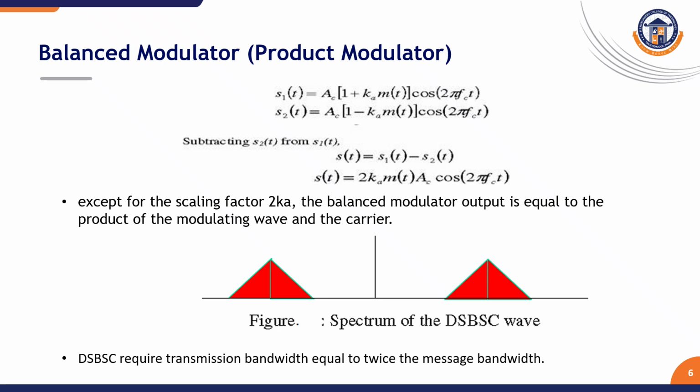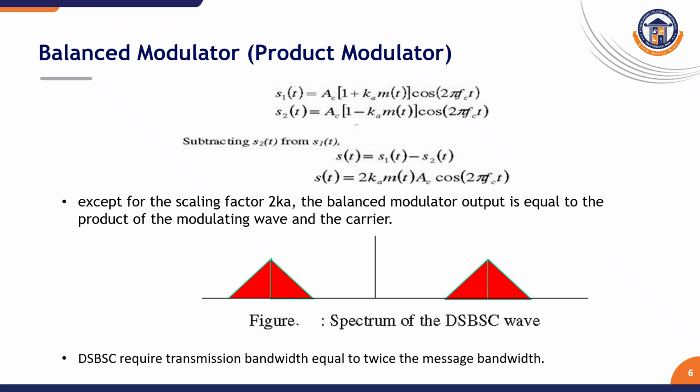So now we understand the difference between the amplitude modulator and the DSBSC modulator: except for the scaling factor 2Ka, which is additionally multiplied over here. The balanced modulator output is equal to the product of the modulating wave and the carrier wave. But other than that, it is similar, the message over the carrier signal. With the help of the product modulator, the scaling factor needs to be multiplied to Ka.